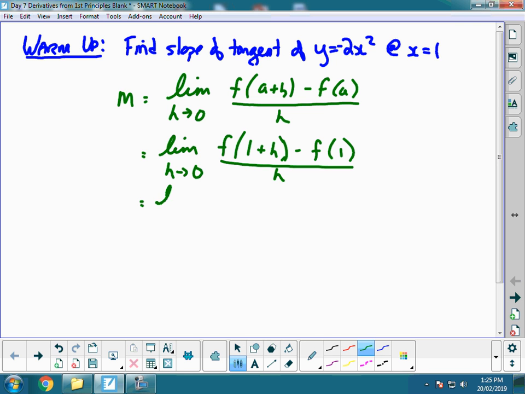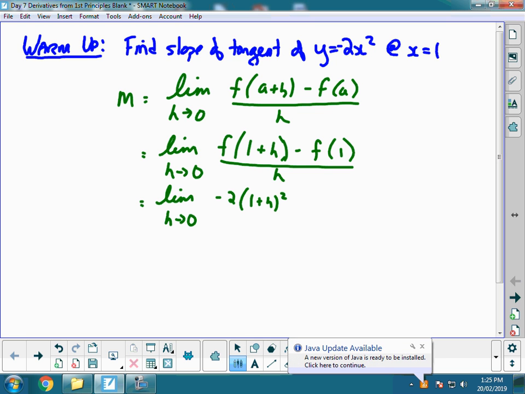So the idea is we're going to take this 1 plus h and sub it into the function. So the function is negative 2x squared, so it's negative 2 bracket 1 plus h squared. And we'll plug in our actual point at 1. So negative 2 times 1 squared all over h.